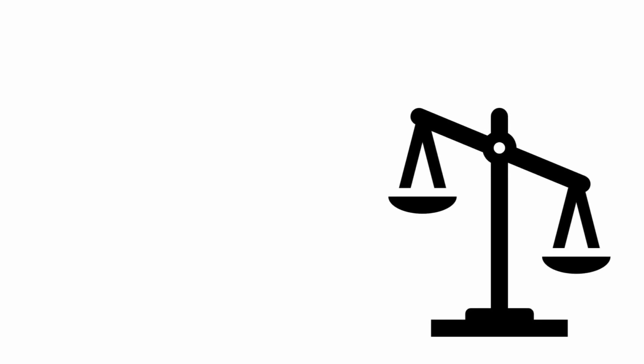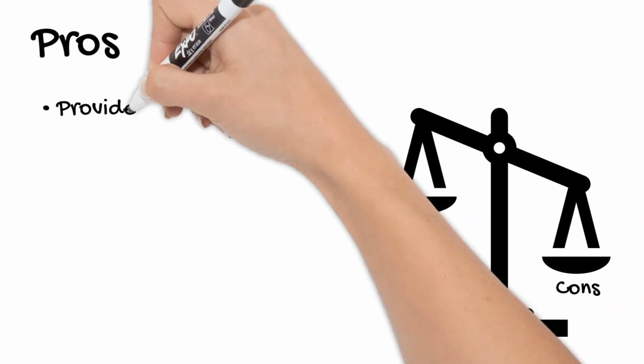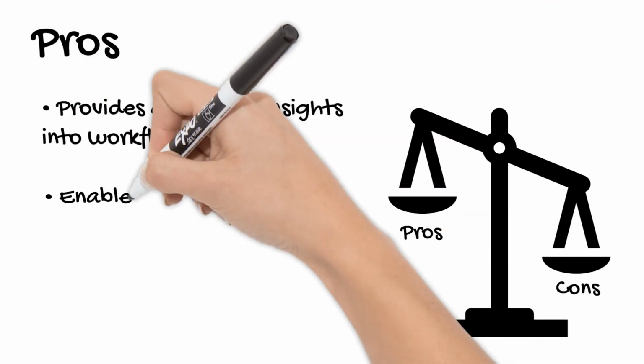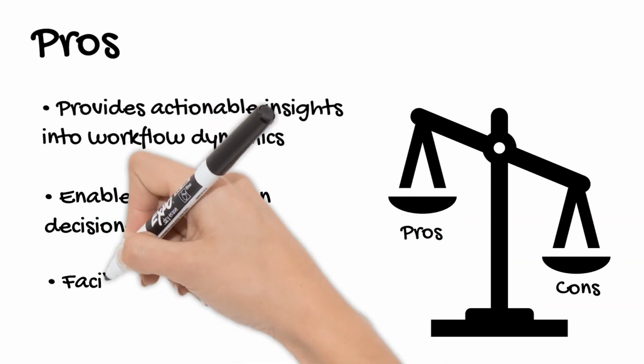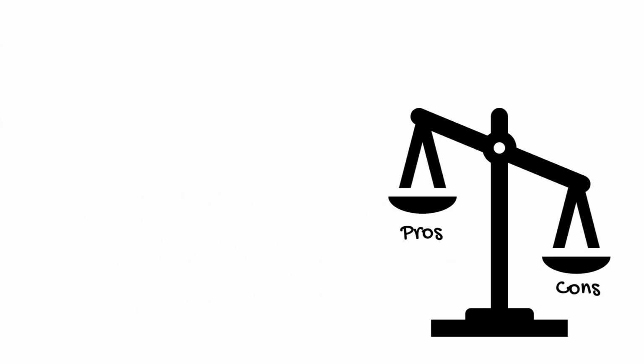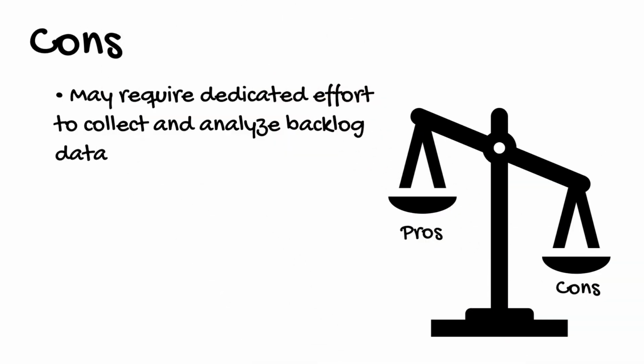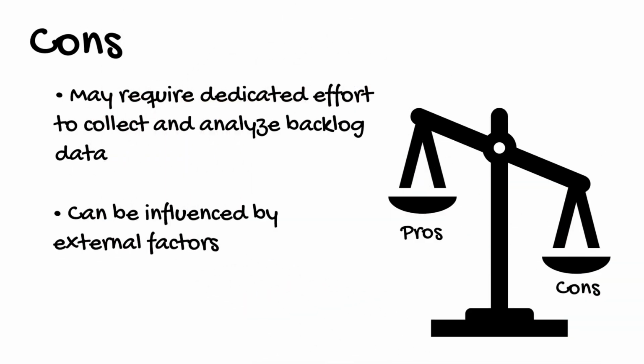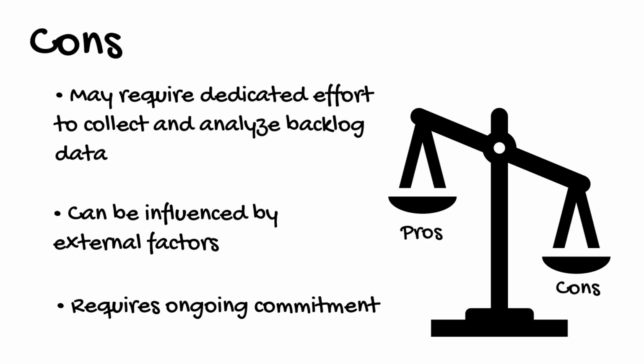As we celebrate Team Awesome Apple's successes, it's essential to acknowledge the inherent pros and cons of these Kanban metrics. Pros: provides actionable insight into workflow dynamics, enables data-driven decision-making, and facilitates continuous improvement and process optimization. The cons: this may require dedicated effort to collect and analyze data. This can also be influenced by external factors beyond the team's control, and it also requires ongoing commitment to maintain accuracy and relevance.